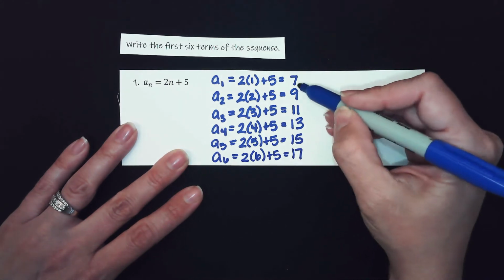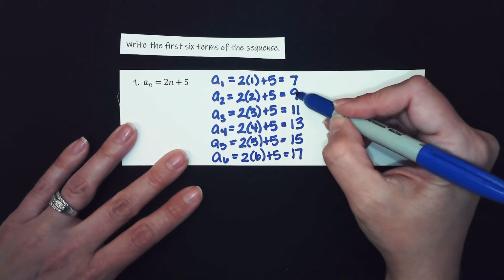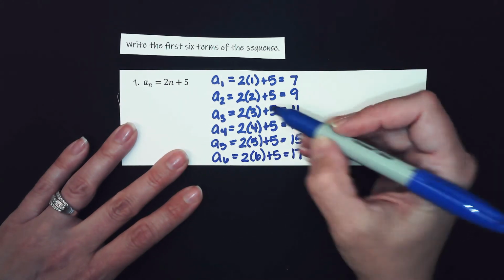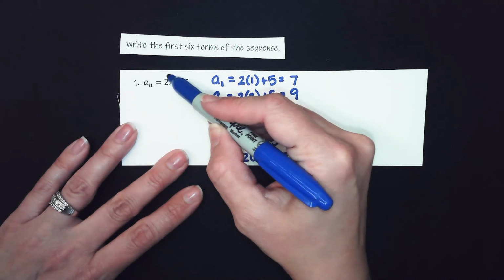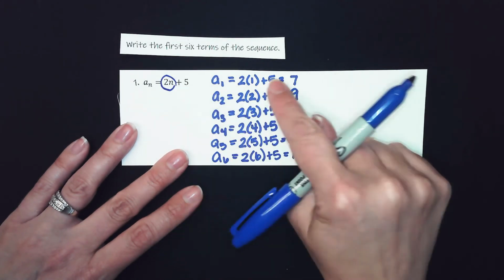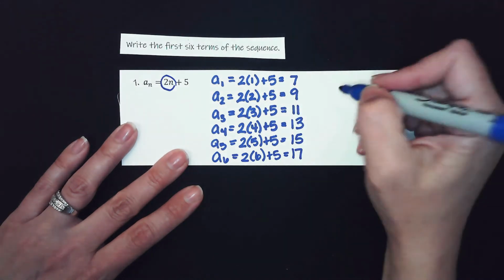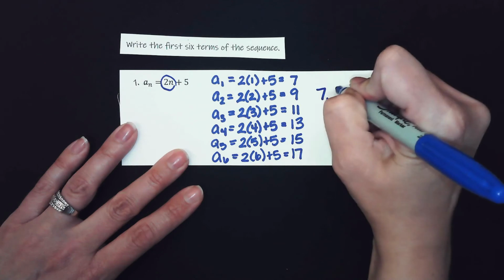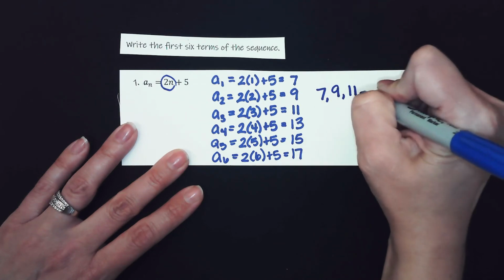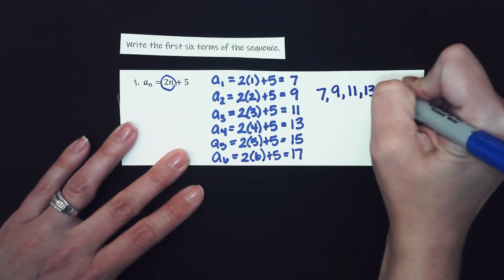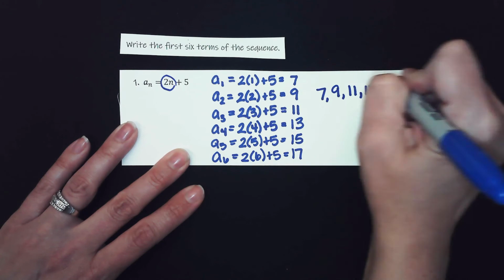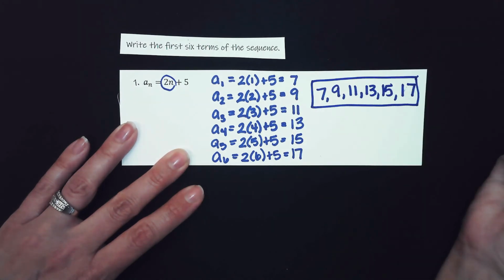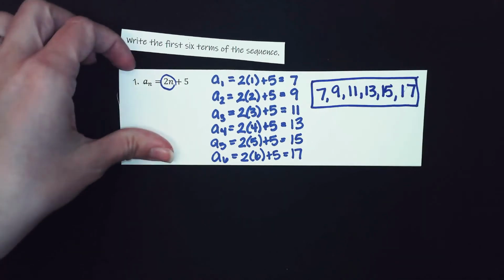Notice these are all counting by 2s. 7 plus 2 is 9, plus 2 is 11, plus 2 is 13. That's this 2 that's in front of the n. That plus 5 just helped us start with our first term at 7. So if I list these as a sequence, they're separated by commas. Here is my sequence. Okay, let's try that with number 2.